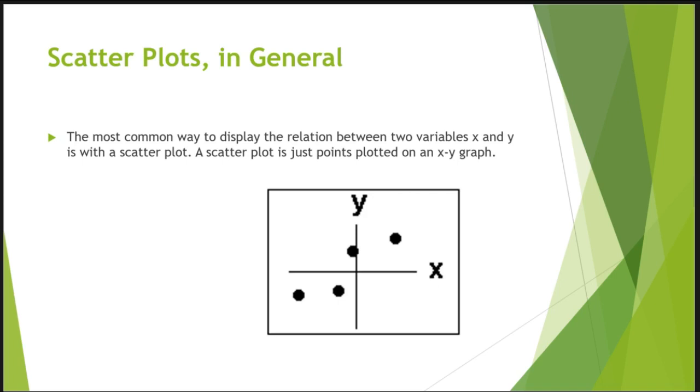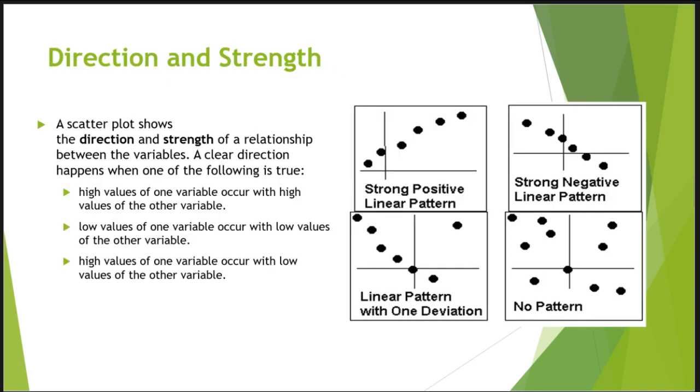The most common way to display the relation between 2 variables x and y is a scatter plot. A scatter plot is just points plotted on an xy graph. The following graph is a scatter plot. A scatter plot shows the direction and the strength of a relationship between the variables.